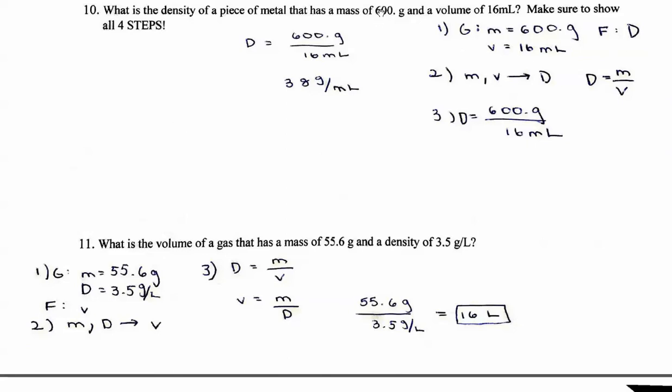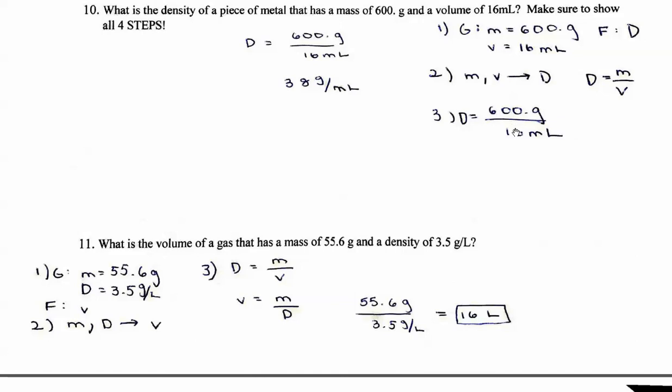All right, in this problem, I'm given 600 grams. Grams are your unit for mass. I'm also given my volume, 16 milliliters. I'm asked to find my density. So I'm going from mass and volume, and I'm finding density. That's my formula. So I just plug and chug 600 grams over 16 mils, and I get 38 grams over mils. Let's check my sig figs.